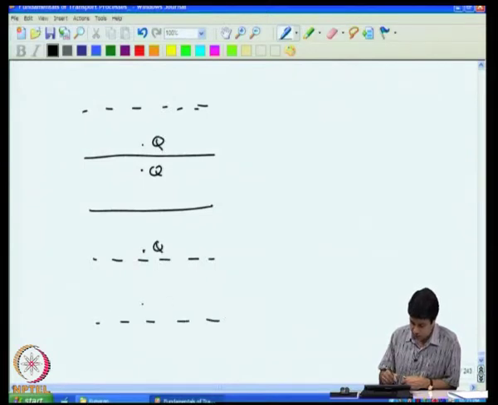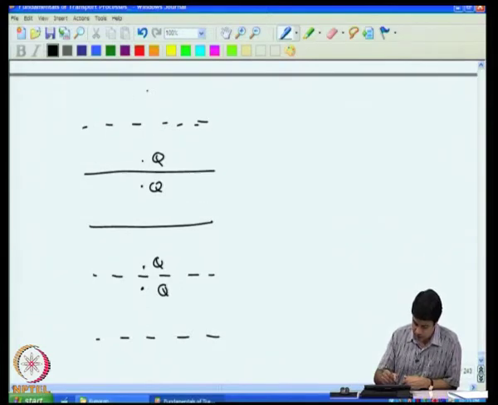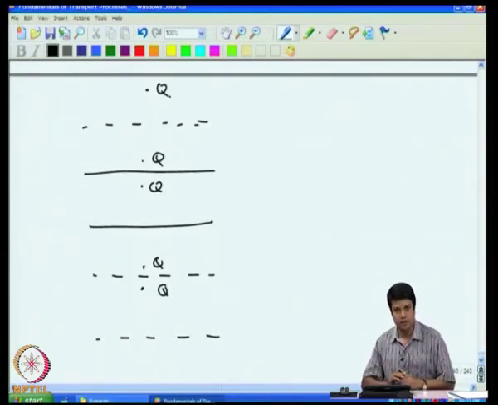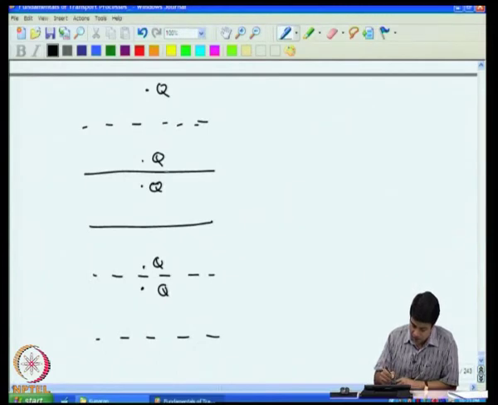Just 2 images will not be sufficient. I need to consider an infinite series of images, both above and below. However, the advantage of this is that the temperature field that I need to calculate is only within this domain. The temperature field that I need to calculate is only within this domain.